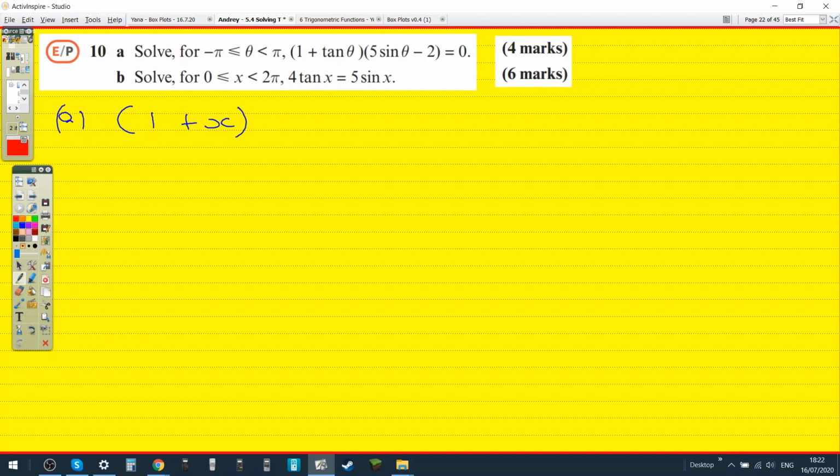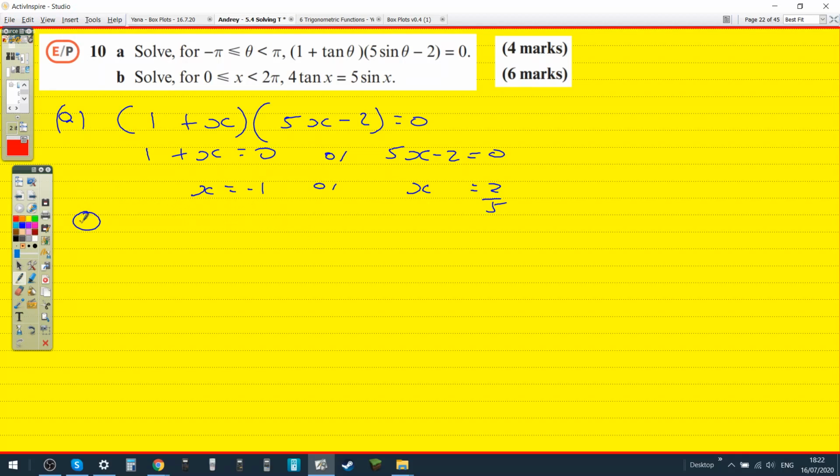GCSE: 1 plus x, 5x minus 2 equals 0. Solve it. x equals minus 1 and x equals 2/5. And so here's that idea for the one above. So simply just doing tan. Oh right. So just arc tan of minus 1, which will be minus 1/4 pi. Also, then just doing arc sine of 2/5. And that'll give me 0.412. Let's say 5 sig fig.